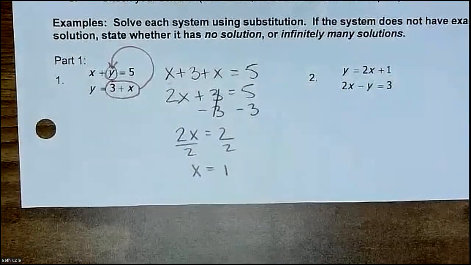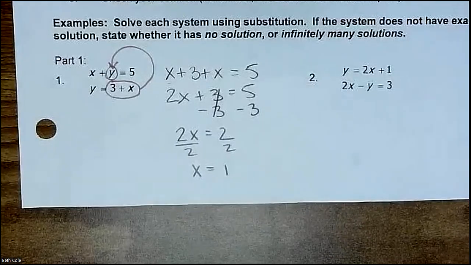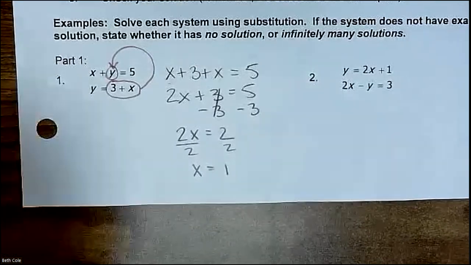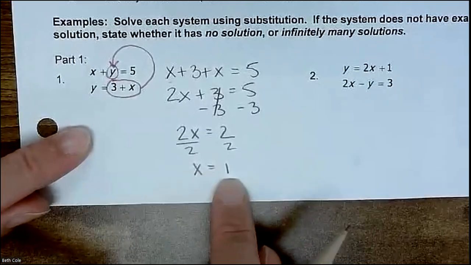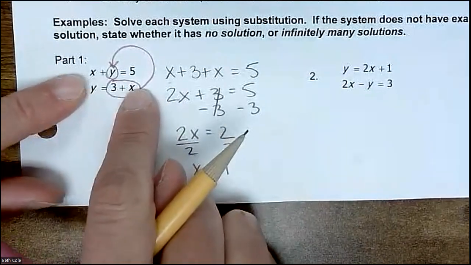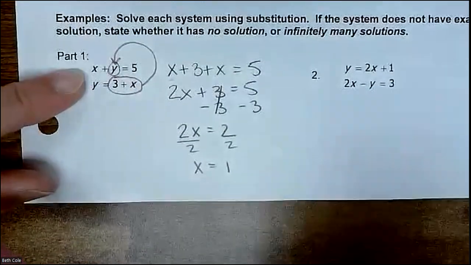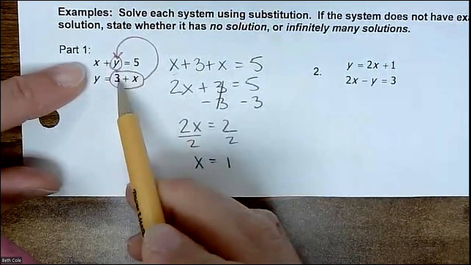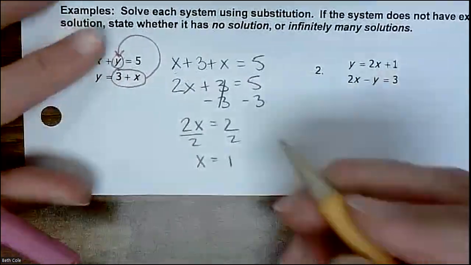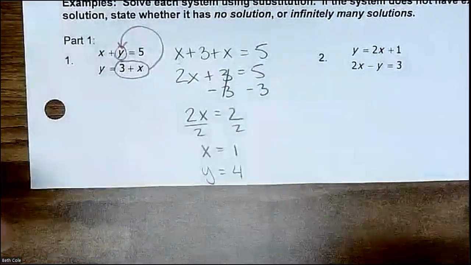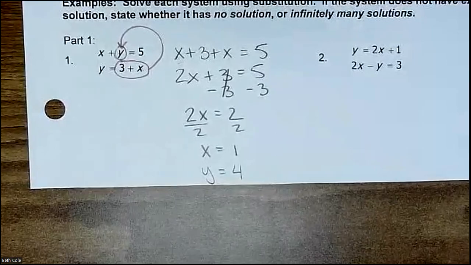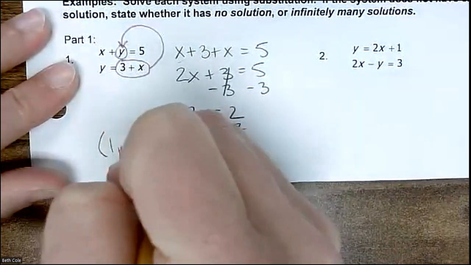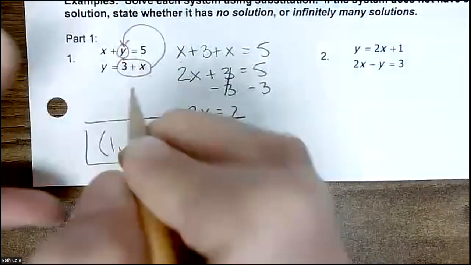Here's the thing. A lot of people stop there. Remember, you need two numbers. You need an X and a Y. You're going to take 1, plug it back in for X. A lot of times you can get away with doing this in your head. If I plug in 1 for X, 3 plus 1 is 4. So Y is 4. And then you write your answer as an ordered pair. So it would be 1, 4.